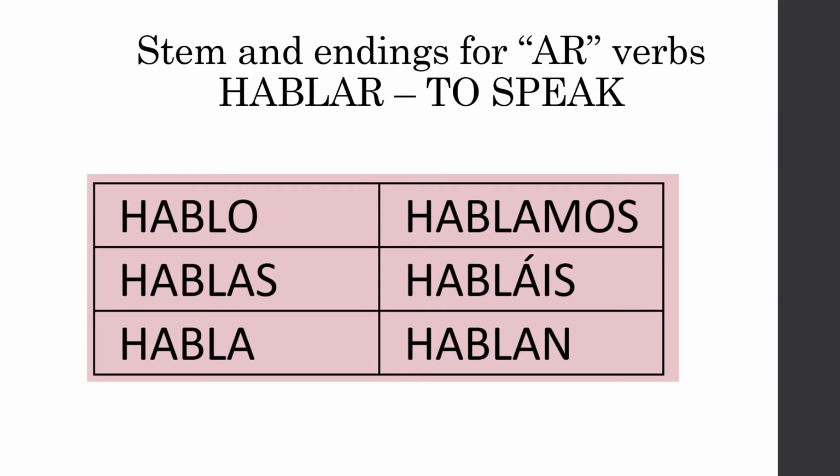So this is an example of an AR verb completely conjugated. I am going to underline the stem so you can see the endings. So we've got o, as, a, amos, áis, and an.